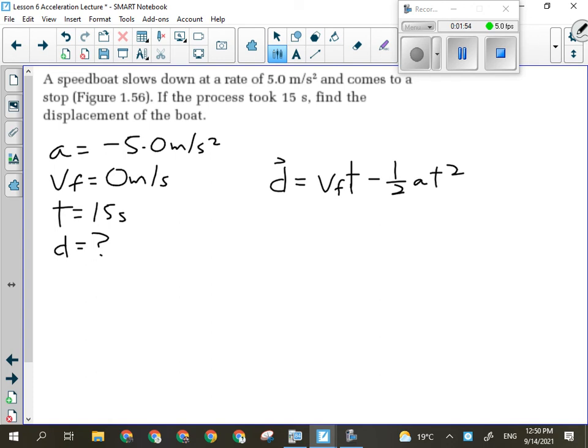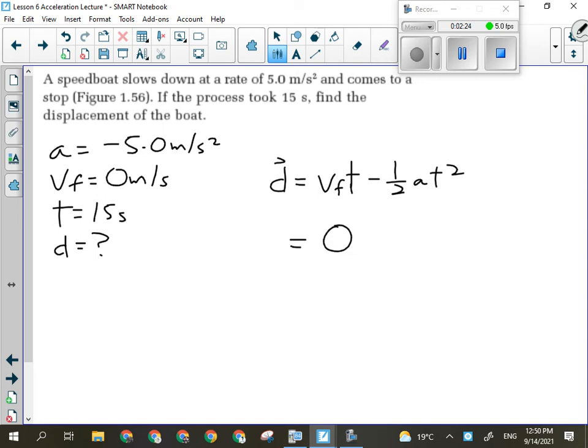Now this one sort of saves us a little bit of work in that, because VF is 0, what's VF times T? 0. Now in the other formula, when that happened, I just got rid of it all. But I'm subtracting, so I actually need to keep the 0 there. Adding 0 doesn't do anything, but when you're subtracting something from 0, that makes a difference, because that's going to get us into the negatives. So I don't have to actually manipulate this. I just need to plug in my numbers.